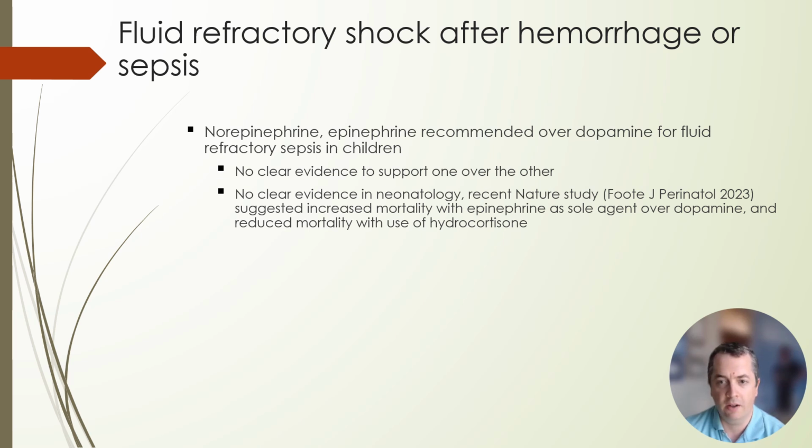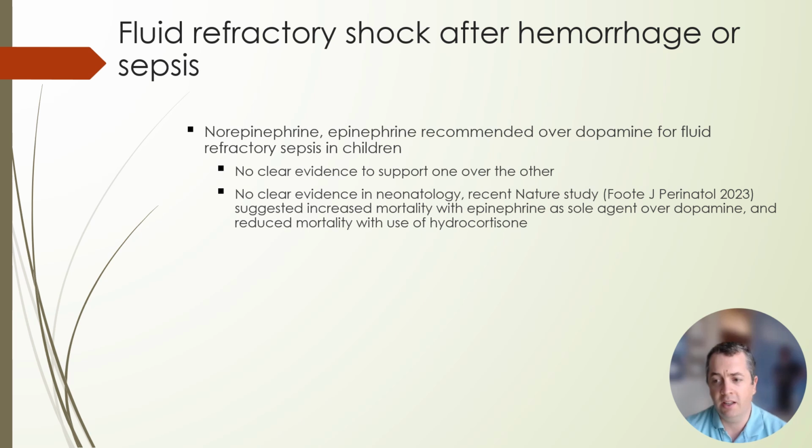Which should be our first-line agents for fluid refractory shock after hemorrhage or sepsis? Currently in children, norepinephrine and epinephrine are recommended over dopamine, with no clear evidence to support one over the other. And similarly in neonatology, no clear evidence to support one or the other.